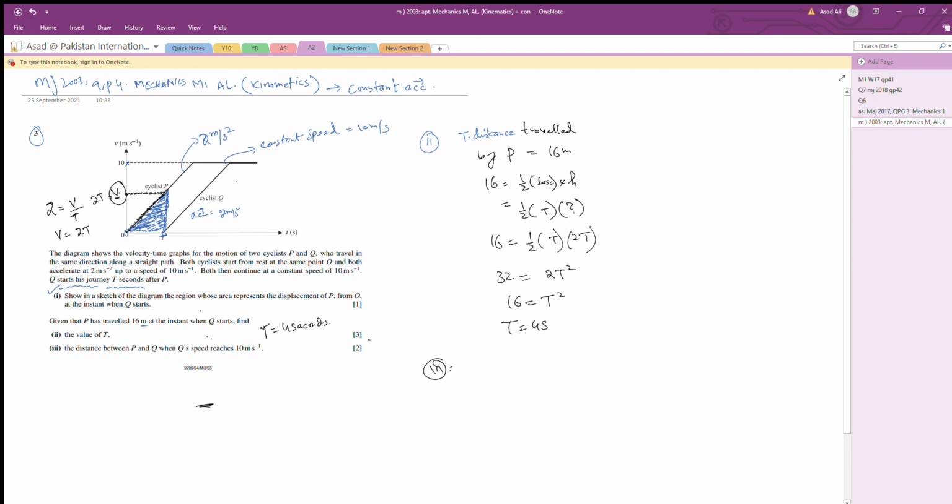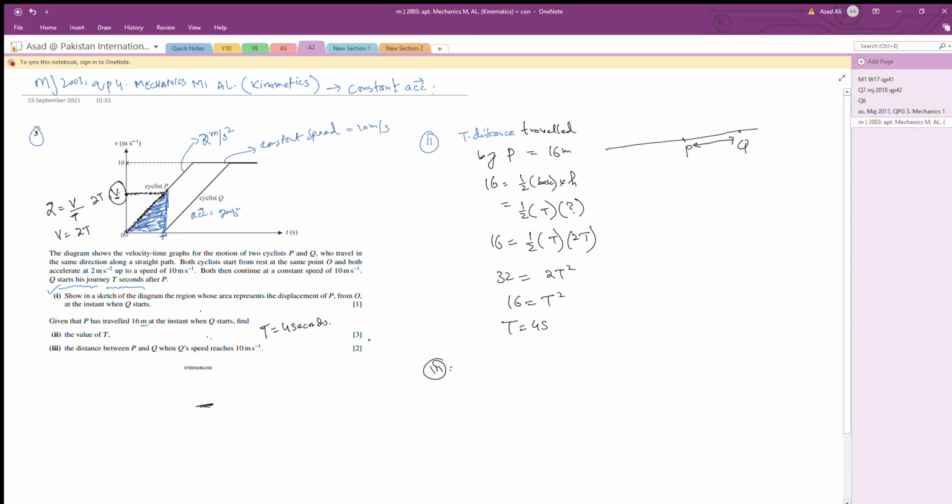Come on, think how to do this part. The distance between P and Q, like I say, this is P, this is Q, so this is the distance between P and Q. This is required. Now how to find this distance? What is the total distance traveled by P? Then what is the total distance traveled by Q?